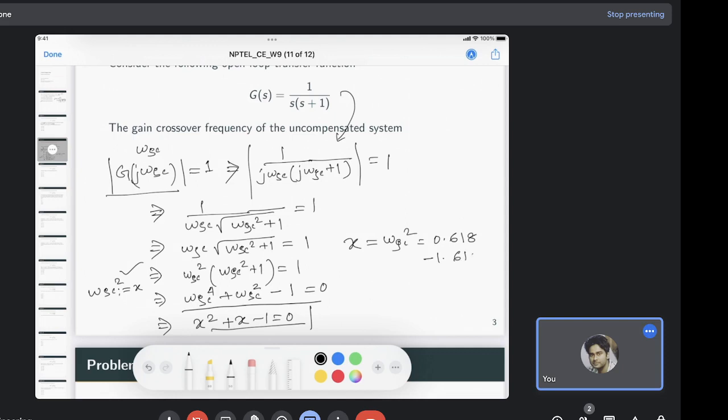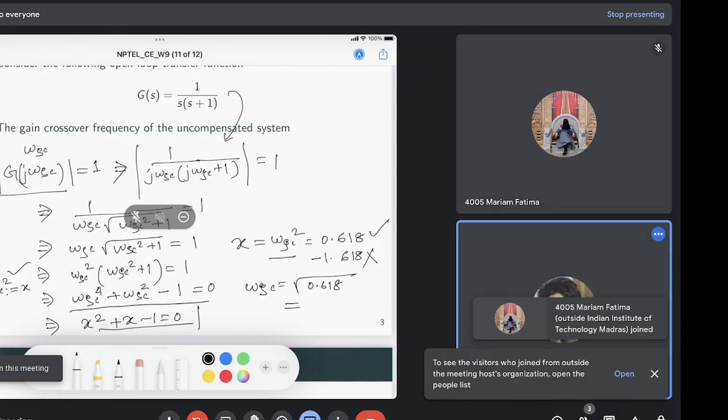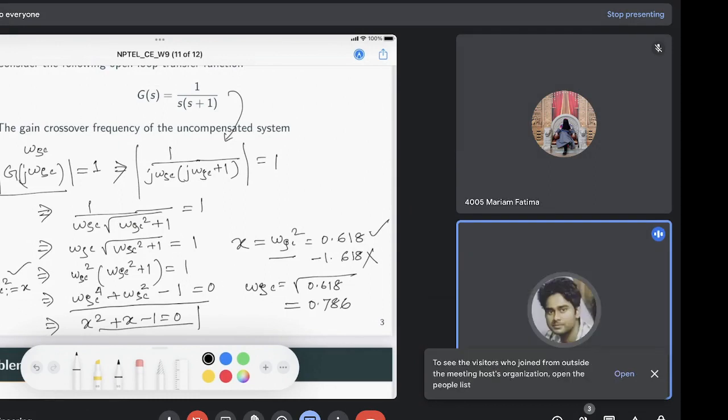Okay, so these are two values, and because this is a real quantity, this cannot be the value. Only the positive term will be the root. So omega GC will be the square root of this, which is equal to 0.786. Okay, so this is the gain crossover frequency.